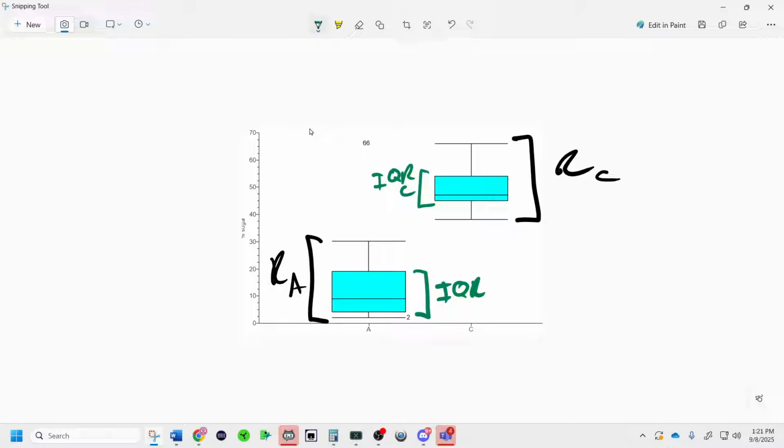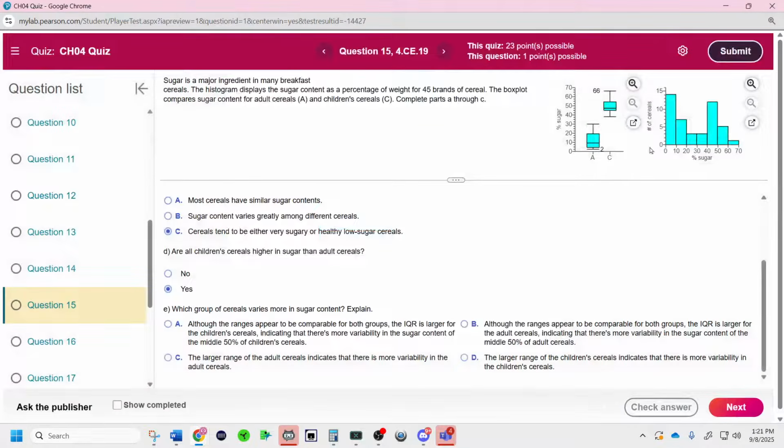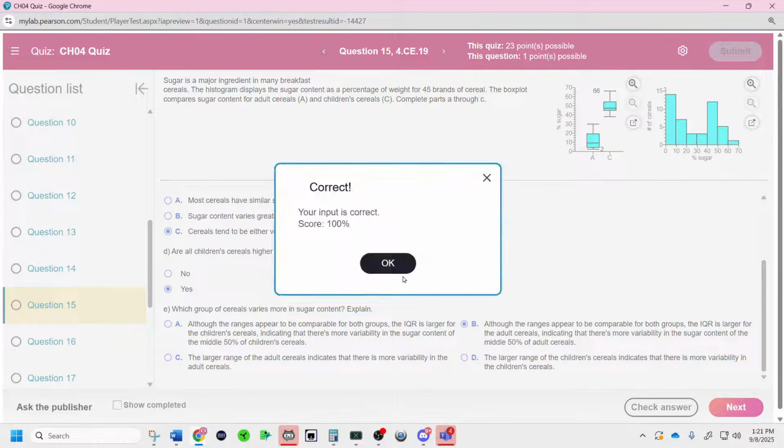And what does IQR show? The range of the middle 50%. It's another measure of spread. So it looks like, and great job, Javante. Let's throw everyone 1,000 points right here. So it looks like, although the ranges appear to be similar, adults have a bigger IQR, indicating more spread to the data. The adult data is more spread out. So although the ranges appear to be similar, the IQR is larger for the adult cereal. That should be right. And we've done it.